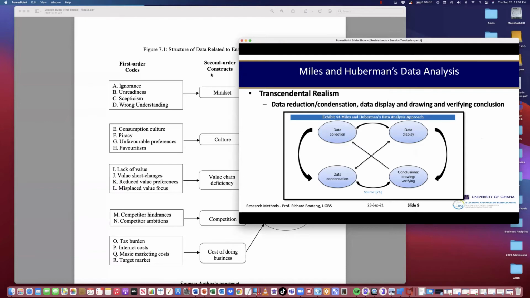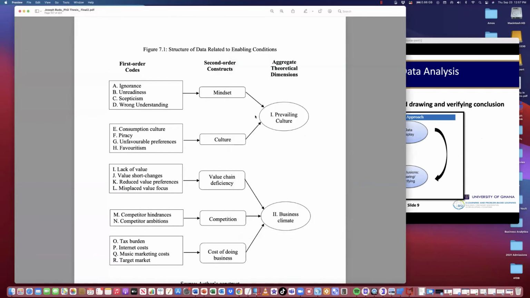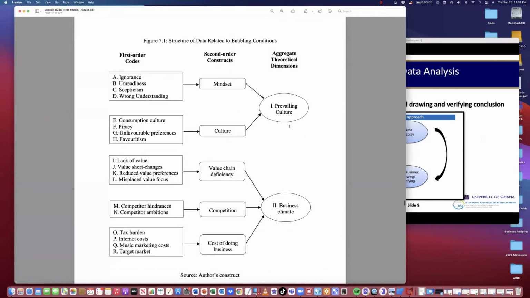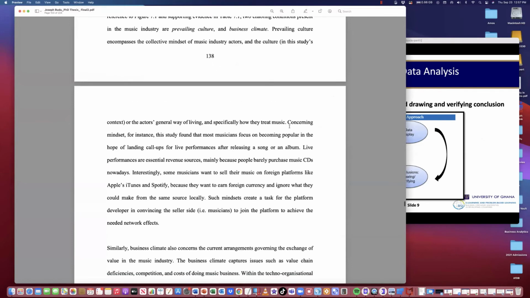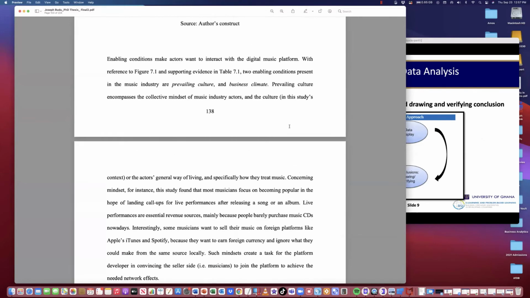So when you finish this one, then we can do drawing and verifying conclusions. How do you do it? You draw by showing you have been able to draw prevailing culture and business climate. Now verify the conclusion by discussing it, memoing it with other literature, what is happening in the industry from other perspectives, so that you can be able to verify it.